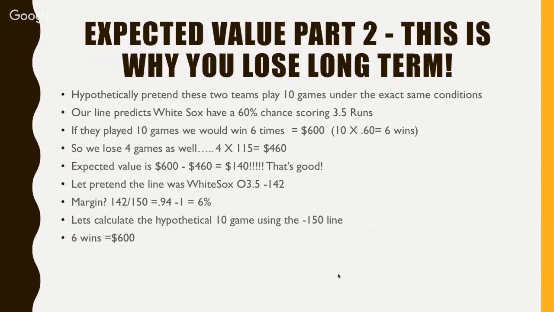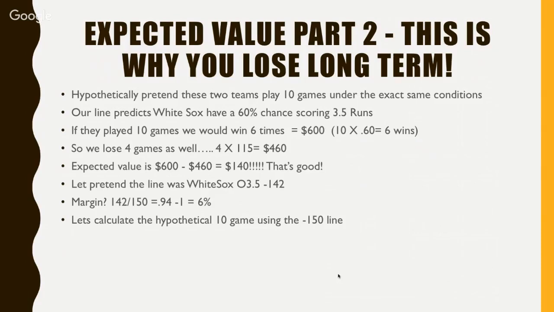So 6 wins is going to equal $600, just like before, right? So what I'm doing here is just so you guys know, this is different. All right, let me back that up. Sorry, I might have confused you guys. The minus 150 line, I just used that 142 just so I could come up with a formula. So let's say that my line for the game is minus 150.